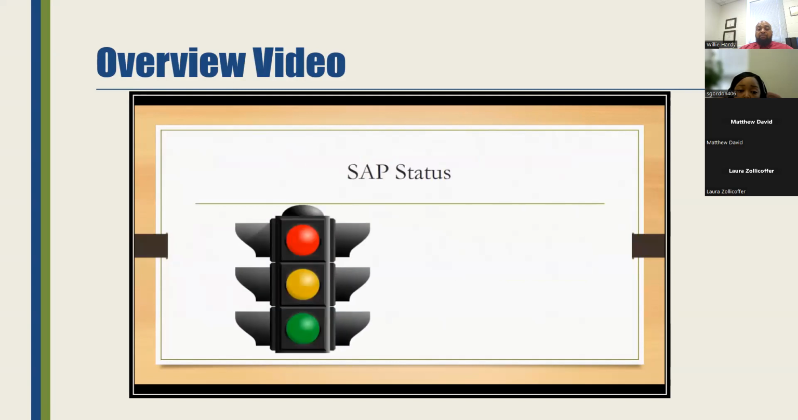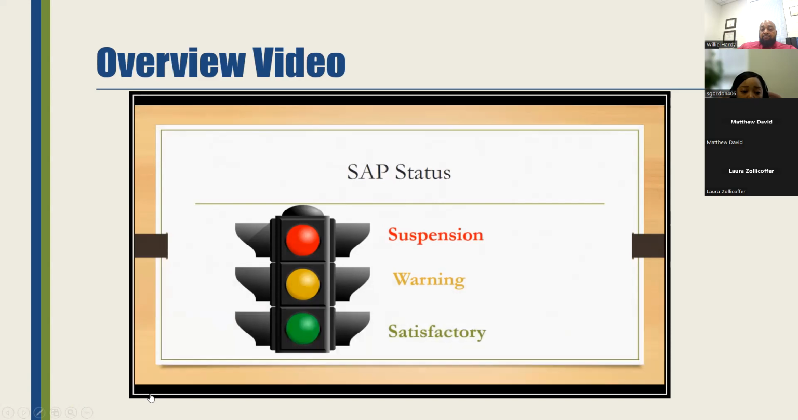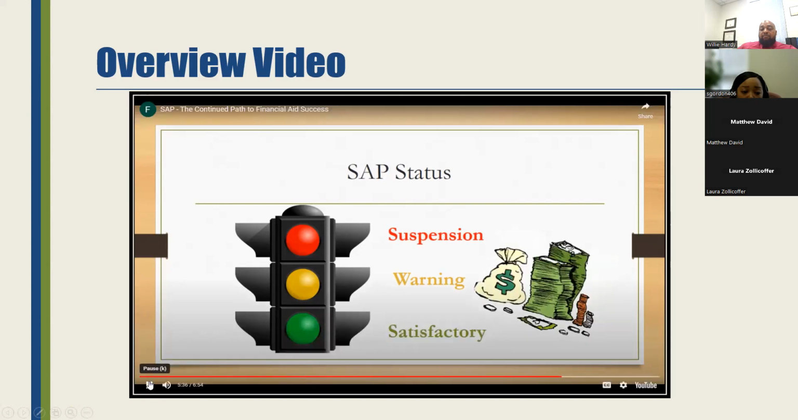The reason understanding and maintaining your progress is so important is because you start out with a SAP status of satisfactory. And if you fail to maintain your progress and fall below the minimum 2.0 financial aid GPA requirement and or a 67% completion rate, you will then be placed on warning. And if by the end of your warning semester, you do not meet the 2.0 cumulative GPA or earn the overall 67% completion rate, your financial aid will be suspended and the financial aid office will no longer be able to provide funding. So unless you have recently come into a lot of extra cash, you may want to stay eligible for financial aid.